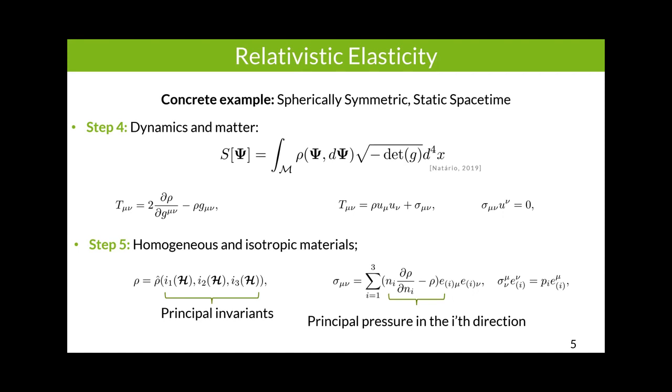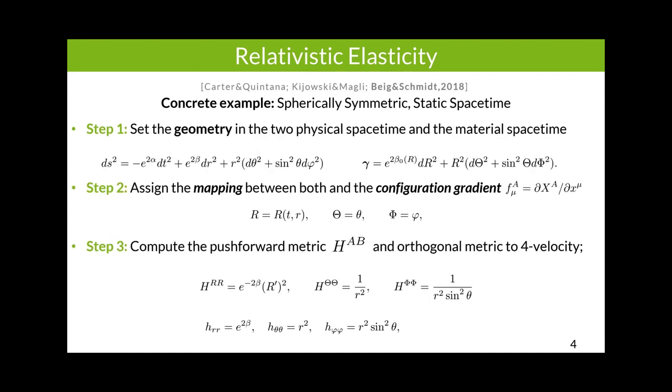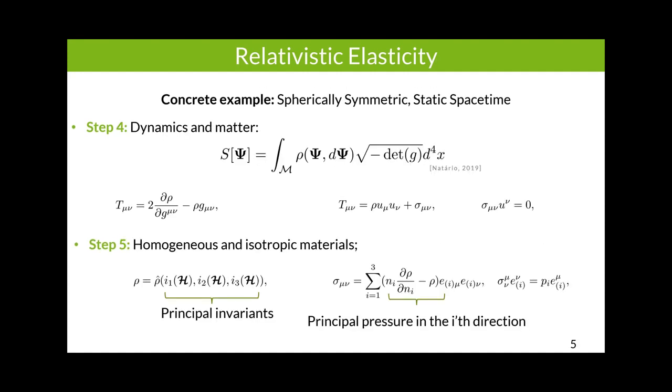But this is actually easy if you consider homogeneous and isotropic materials. What do I mean by that? For example, that the energy density only depends on the strain of the material through these principal invariants. Principal invariants are just combinations of the eigenvalues of this matrix. Again, let me recall that we have the components of the matrix, so you can compute the eigenvalues, the eigenvectors, everything. Everything can be straightforward.